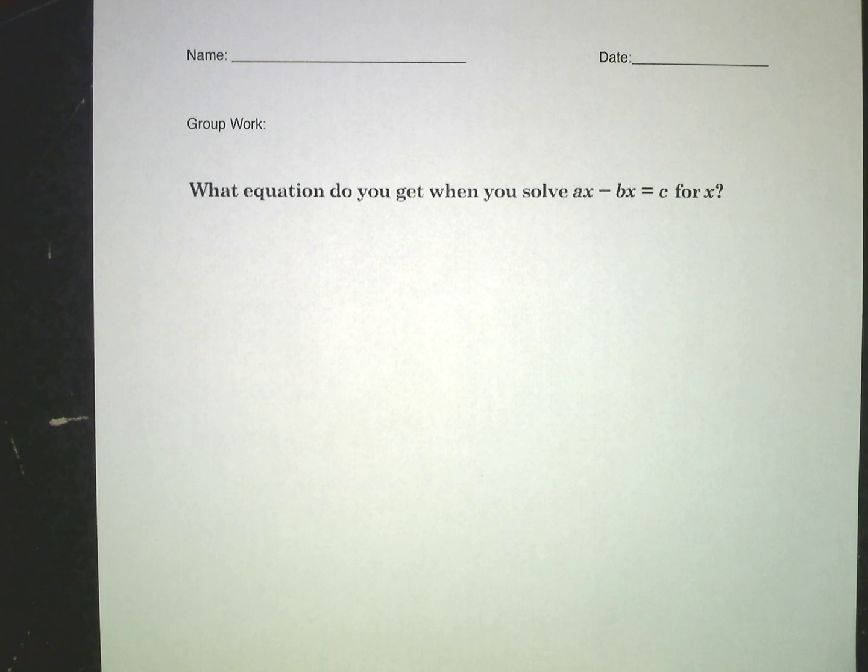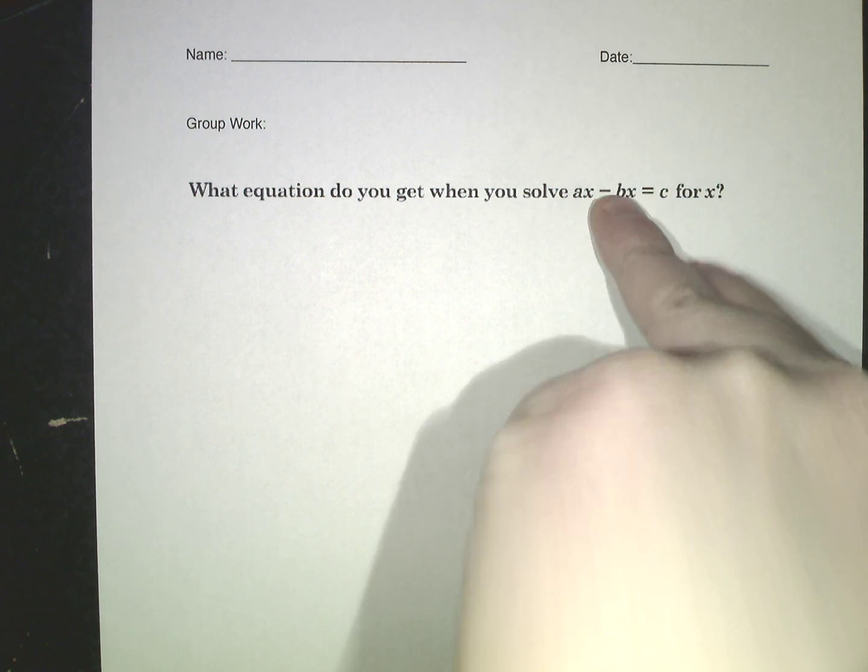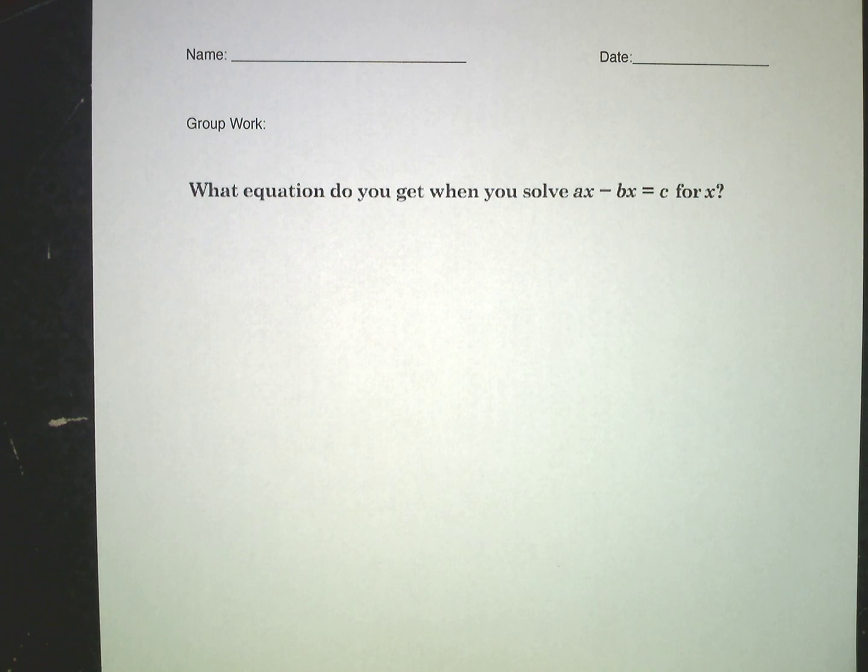Okay, so today we're moving on to literal equations. So, what is a literal equation? Well, a literal equation is just when we are working with algebra, but we don't have any numbers necessarily. We might have one or two, but there's not nearly enough to solve the problem. So you look at this problem here, and it says solve blah blah blah for x.